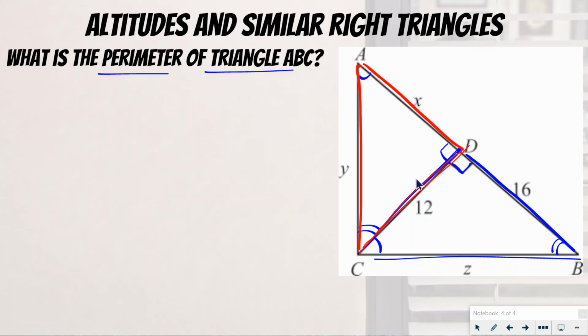So I see that this is squeezed in between this angle with 2 marks, and the right angle is matching up with this side in the blue triangle. So the red triangle has a side of 12 there. The blue triangle has a side of 16.